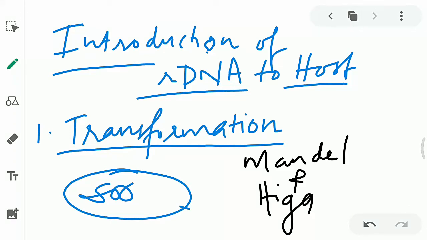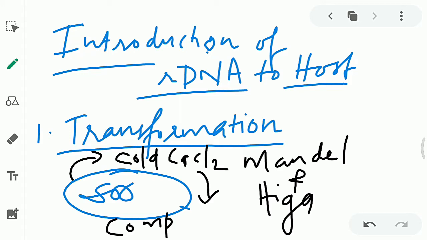They said that this E. coli is to be made competent by treating them with cold calcium chloride. You have to treat E. coli with cold calcium chloride. Then they become competent. So what is the word meaning competent is? They are ready to accept foreign DNA.